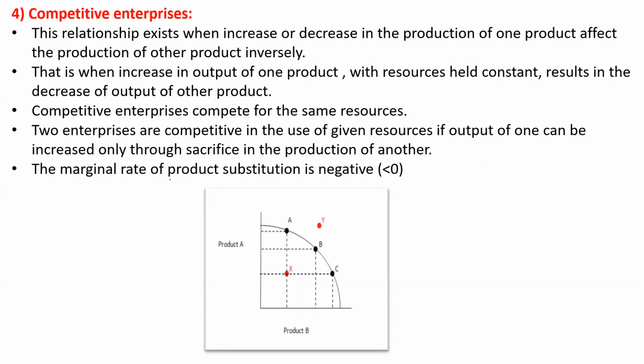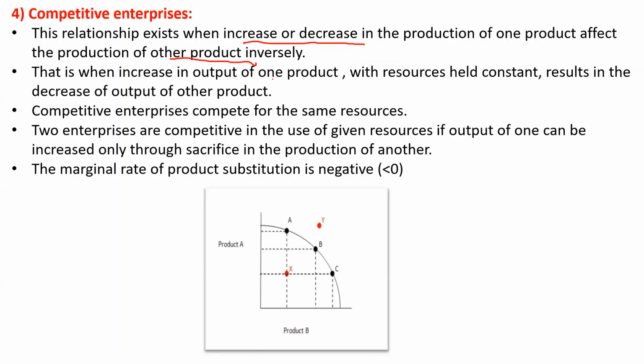Next, we have the competitive enterprise. This relationship exists when increase or decrease in production of one product affecting the production of other product inversely. यहाँ पे inverse relationship होगा. अगर एक प्रोडक्ट का हम प्रोडक्शन इंक्रीज कर रहे हैं तो ऑटोमेटिकली दूसरा प्रोडक्ट का प्रोडक्शन डिक्रीज होगा, तो उसे हम कॉम्पिटिटिव एंटरप्राइज कहते हैं.